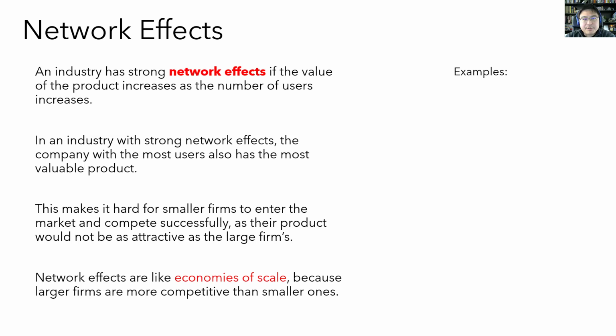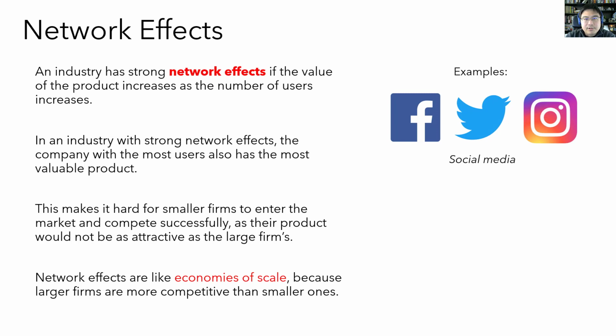Our second barrier to entry is called network effects. An industry has strong network effects if the value of a firm's product increases as the number of users increases. So a lot of modern internet companies have this feature, especially social media companies like Facebook, Twitter, Instagram, or YouTube. And that's because people primarily use these platforms to connect with other people or with the content created by other people. So the more people there are on the platform, or the more content creators, then the more valuable the platform becomes to its users.